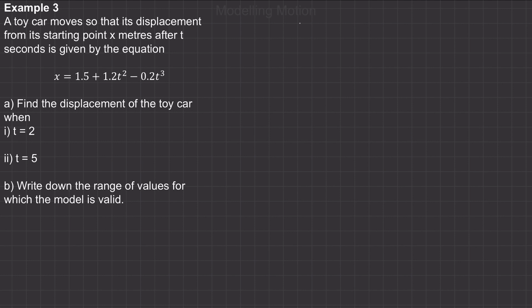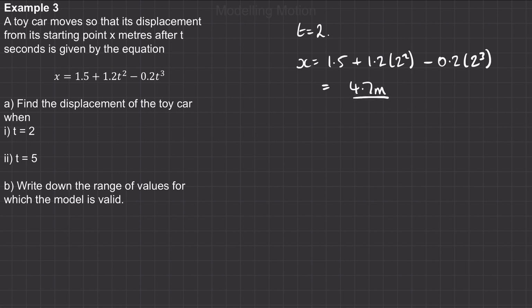So what we're going to do is substitute t equals 2 into our model. So x will equal 1.5 plus 1.2 lots of 2 squared minus 0.2 lots of 2 cubed. When we work this out, we get 4.7 meters. So this tells us the displacement from the starting point is 4.7 meters after 2 seconds.